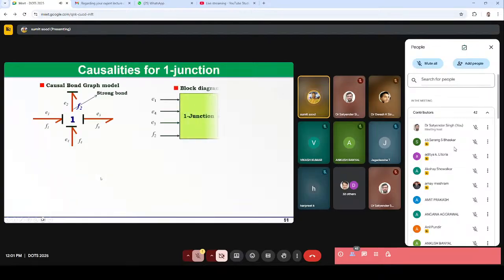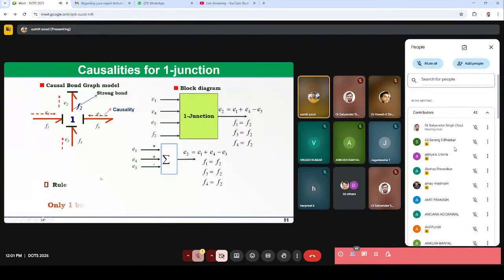For the junctions, I will just go quickly through these. For the one junction, there could be only one bond that will have the causality like this, which means that this is the source of flow, because in one junction the flow in all the power bonds should be equal. So there could be only one bond that is giving the flow, and this bond is called the strong bond, and the others should have this kind of causal stroke that is giving the effort into the junction.